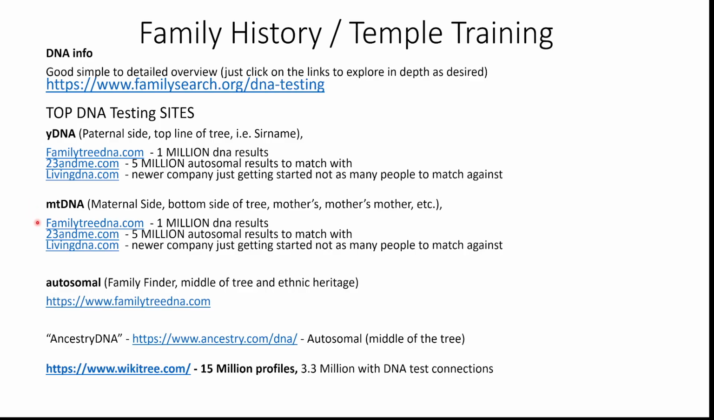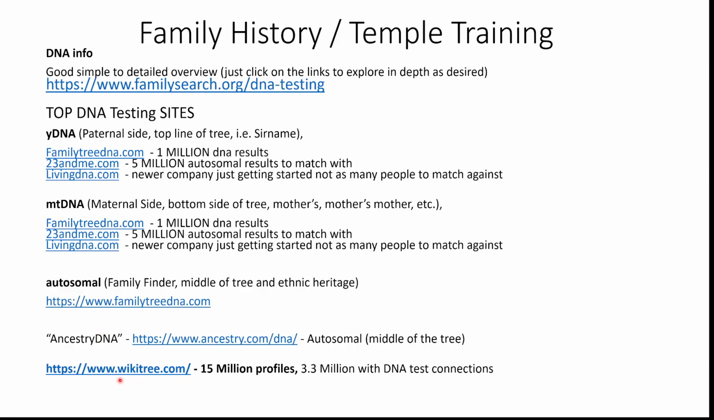For mtDNA, again, Family Tree DNA is the largest mitochondrial mtDNA site in the world. 23andMe and Living DNA do offer some, but you're just not going to get as much as you will on Family Tree DNA. And then autosomal, Family Tree DNA does that as well. Ancestry DNA, as I mentioned, is the top site I'd recommend.